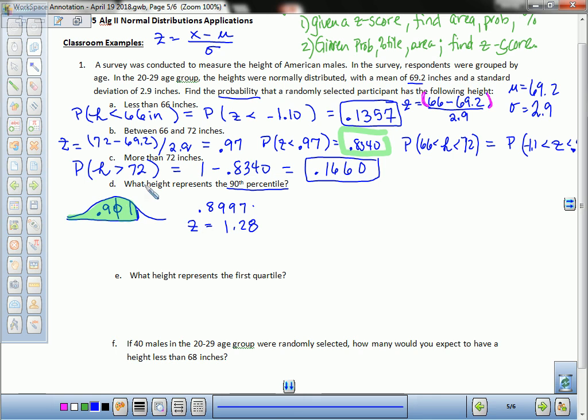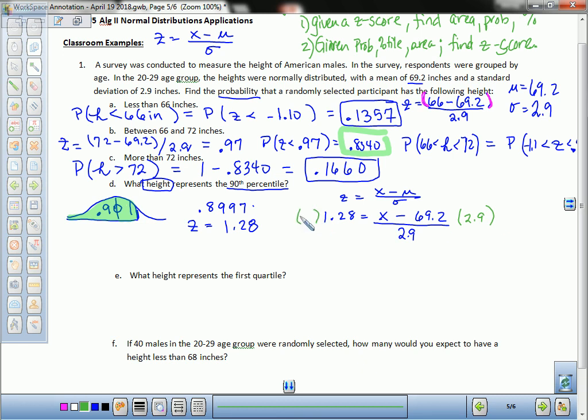All right, now I'm trying to find the height. The height is my actual piece of data. I have a z-score now associated with that 90th percentile, so I could plug it into my formula. I could say 1.28 equals x minus the mean, 69.2, over the standard deviation, 2.9, and I solve this for x.